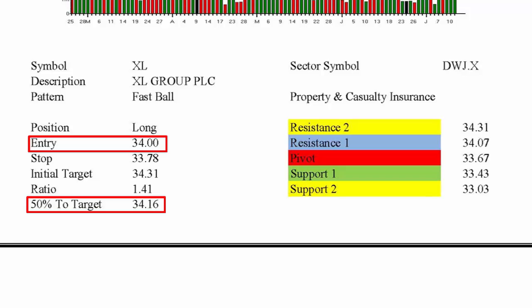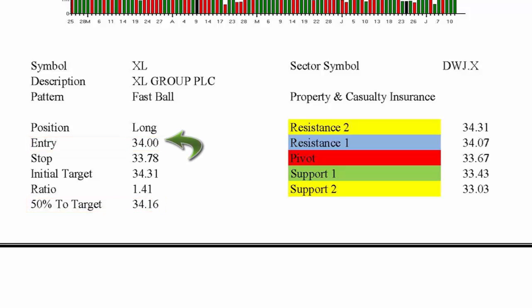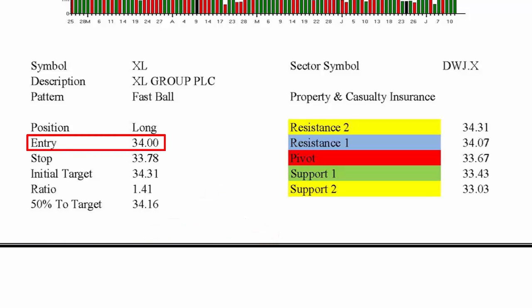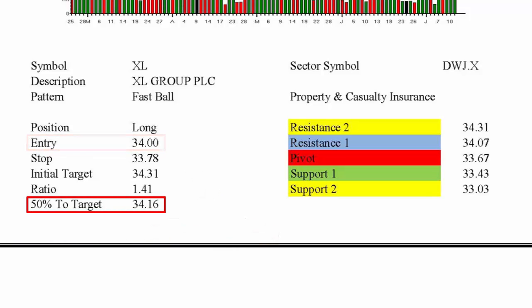So now the trade is risk-free. You're controlling your risk on the position. You have moved the stop from 33.78 to 34 even. Next hurdle is going to be 10 cents to the target. When it gets to $34.21 in this case, that's just a little bit of math you have to do in your head. Then you're going to move the stop from 34 up to 34.16. And when it hits the target, of course, you either take off a portion or the entire position.